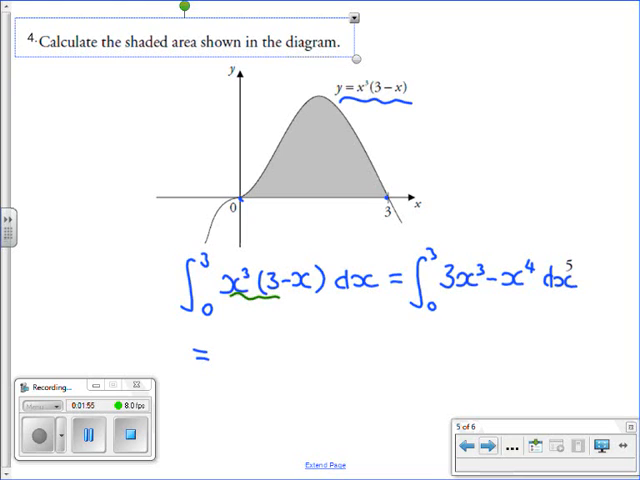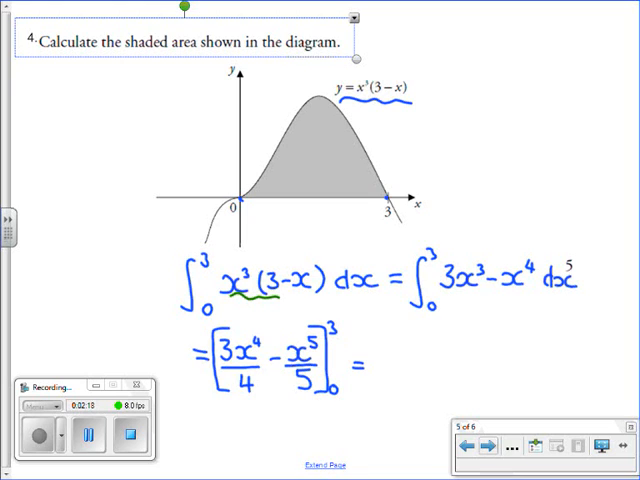Now we can integrate. We integrate each term in turn, increase the power by 1 and divide by the new power. So 3x to the power of 4 over 4 minus x to the power of 5 over 5. Because we've integrated now, we lose the integration sign and we have squared brackets. We need to still have our limits there at 3 and 0.